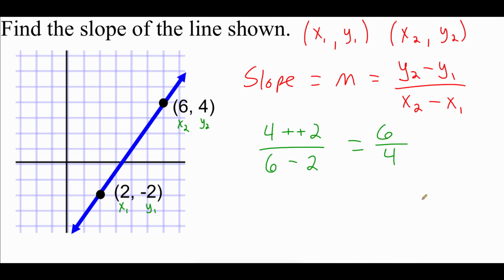Now I mentioned earlier that we always want to reduce our slope fractions as much as possible. So if we're looking at 6 over 4, those are each divisible by 2. If I take 6 and divide it by 2, we get 3. And if I take 4 and divide it by 2, we get 2. So this line has a slope of 3 over 2, or a slope of 3/2.